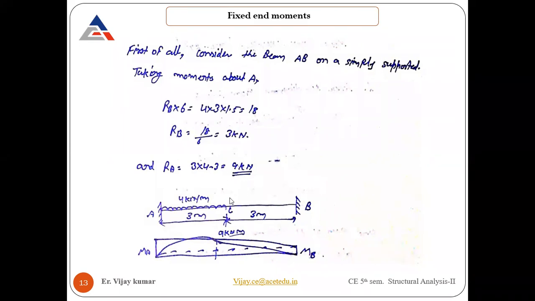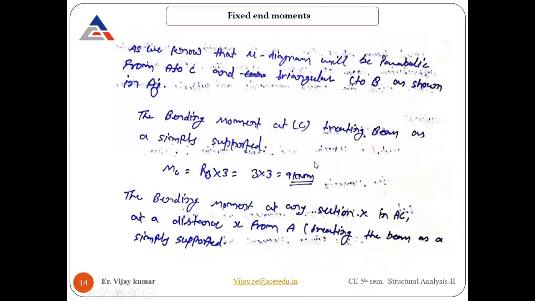So here is a different problem. Let's go further. After getting RA and RB, again we have to draw the Mu and Mu dash diagrams, calculate their areas, calculate their moments, and equate them. That's the way we need to proceed here. As we know, the Mu diagram will be parabolic in the section where we have a UDL, that is A to C, and triangular between C to B, as shown in the figure that we saw in the previous slide. The bending moment at C, treating the beam as simply supported.